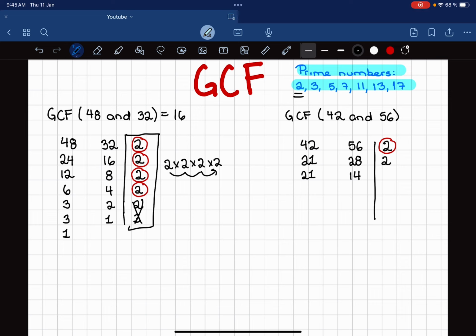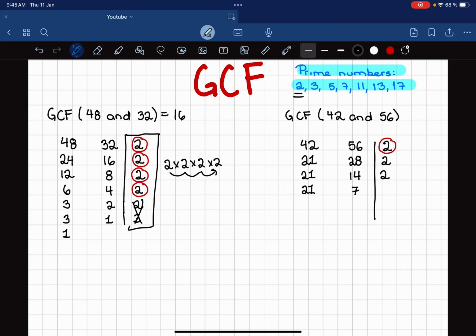Now we have 21 and 14. Is any of those two numbers divisible by 2? Yes, so we put the 2 here. But it's only one, that's why I don't circle it, and I do the divisions. 21 is not divisible by 2, so I just put it down. And 14 divided by 2 is 7. Now I have 21 and 7.